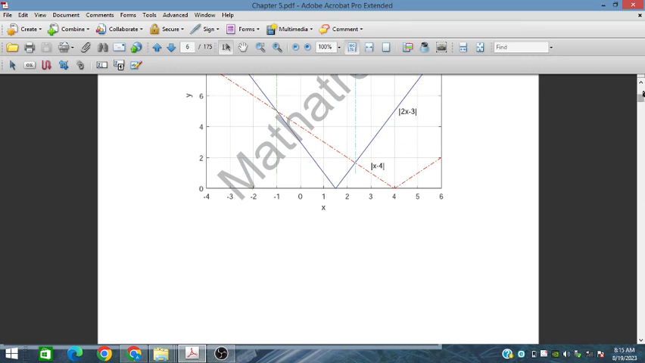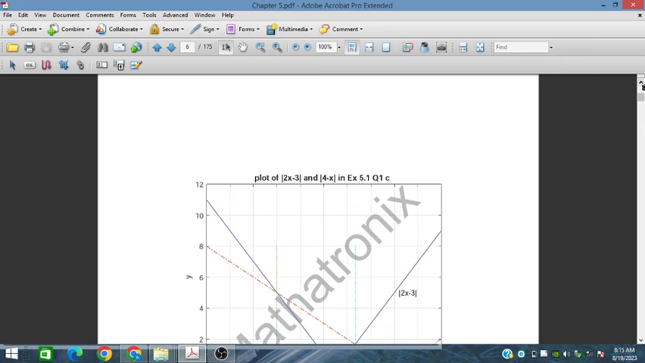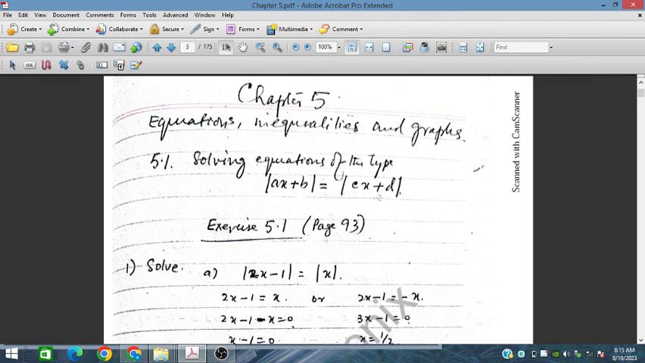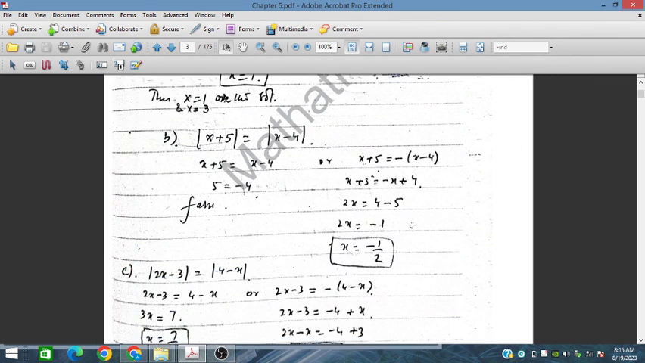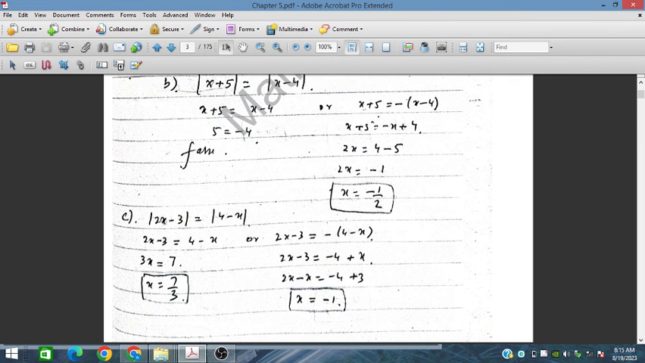And now problem 5.1, question 1, A, B. And now we are going to see the question part C. Part C we have solved similarly. 2x minus 3, 4 minus x for positive. For negative we have negative 2x minus 3, and then this is negative. On solving, this is minus 1, this is 7 by 3 on simplification, and we draw 2x minus 3 and 4 minus x on the graph.